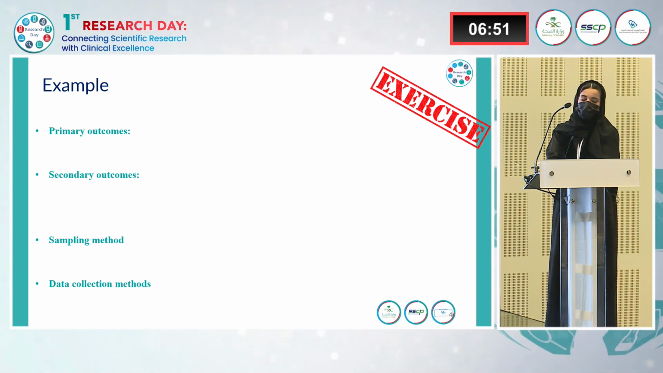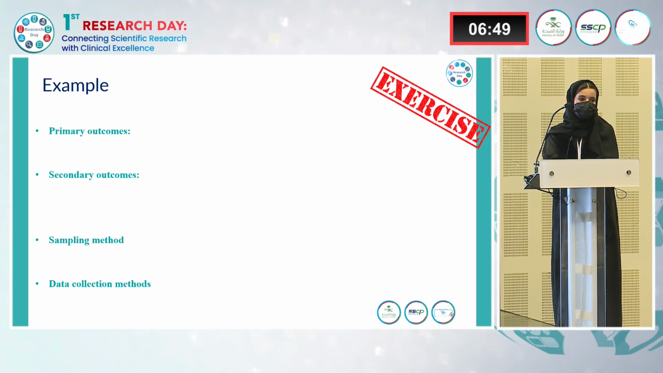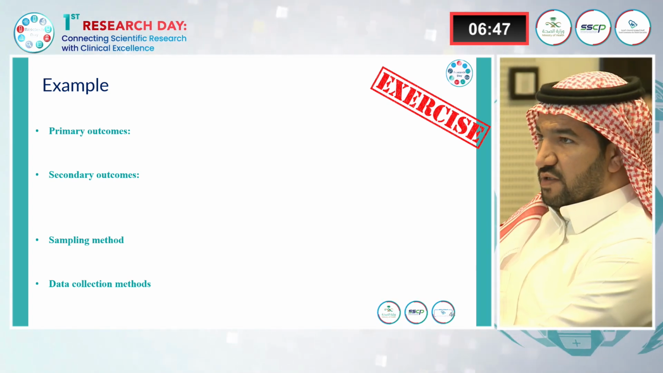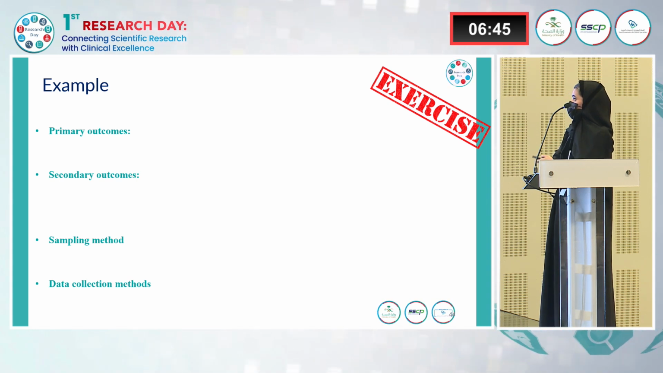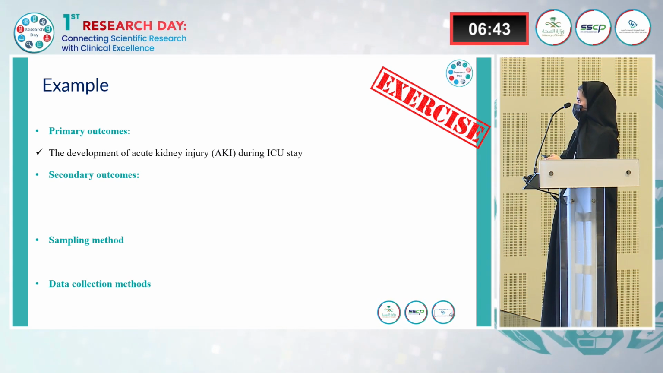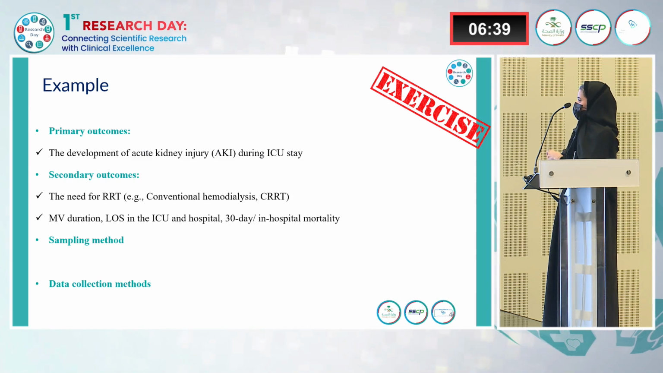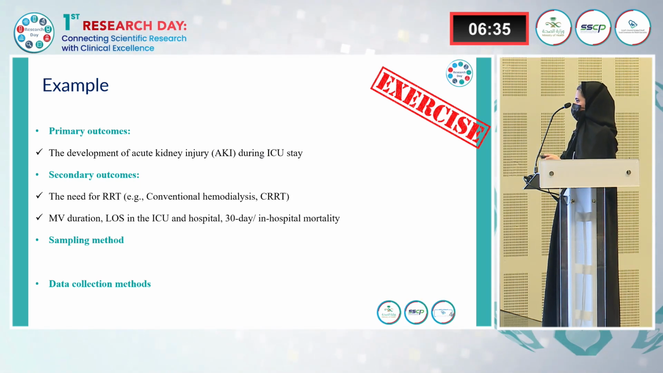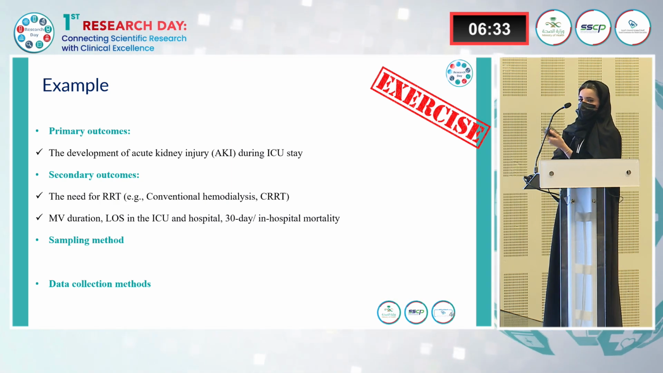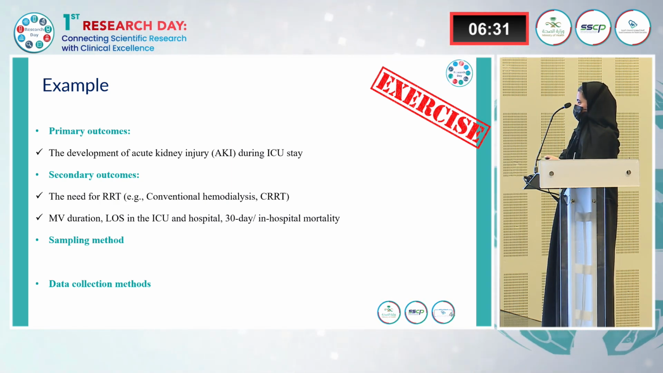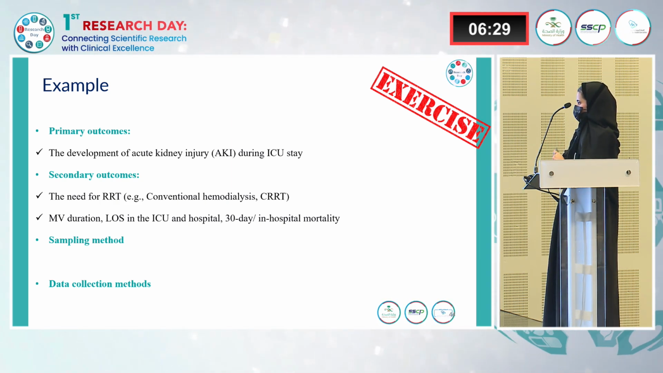So what do you suggest for primary outcomes? The rate of AKI, since we are primarily evaluating the safety in those patients. So the development of AKI during ICU stay. Secondary objectives might include the need for renal replacement therapy, mechanical ventilation duration, length of stay, and all the other complications that could occur during the ICU stay.